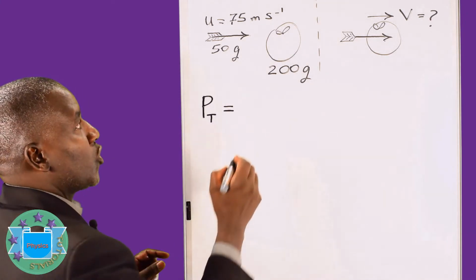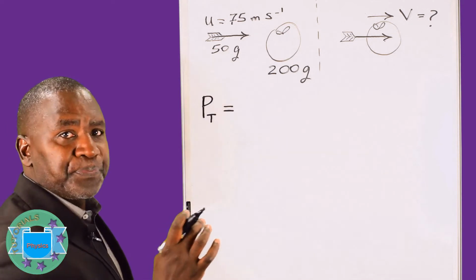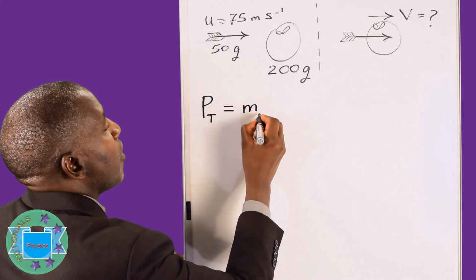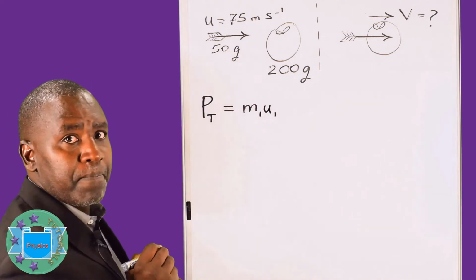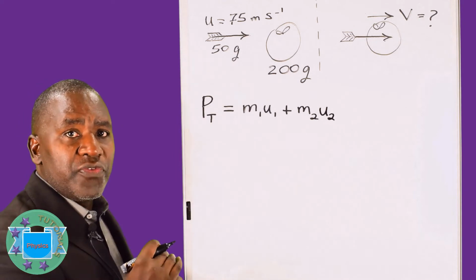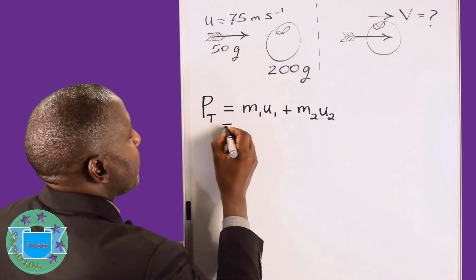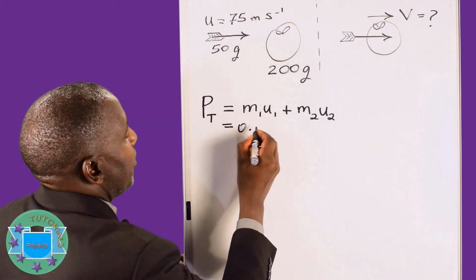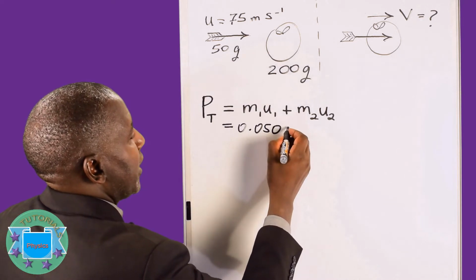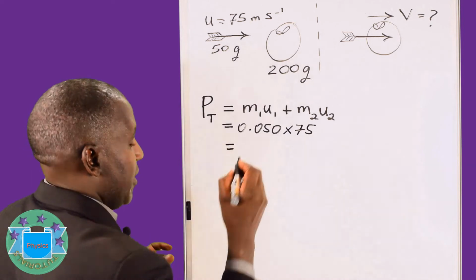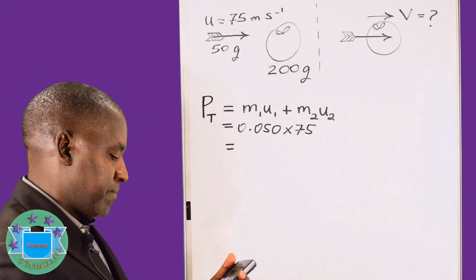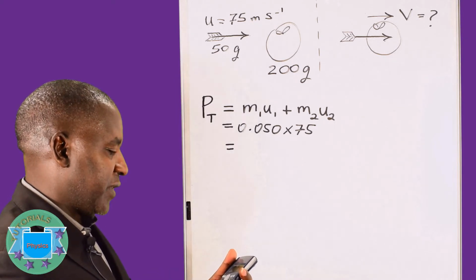It is equal to the momentum of the arrow plus the momentum of the fruit, which is m1 u1 plus m2 u2. This is how we work out the total momentum of that system. This will be 0.05, because it is 50 divided by 1000 kilograms, times 75. Let me just work it out: 0.05 times 75 gives us 3.75.